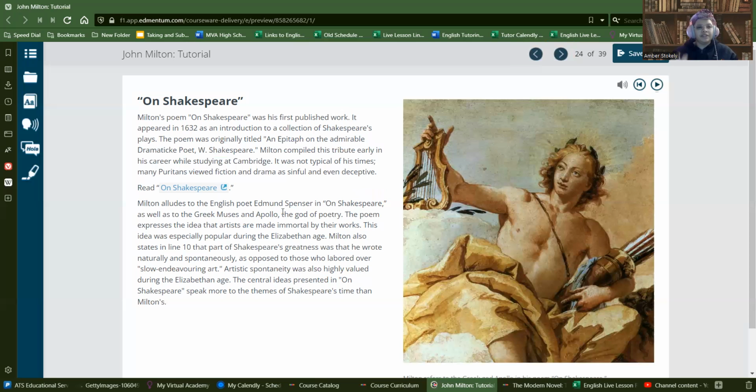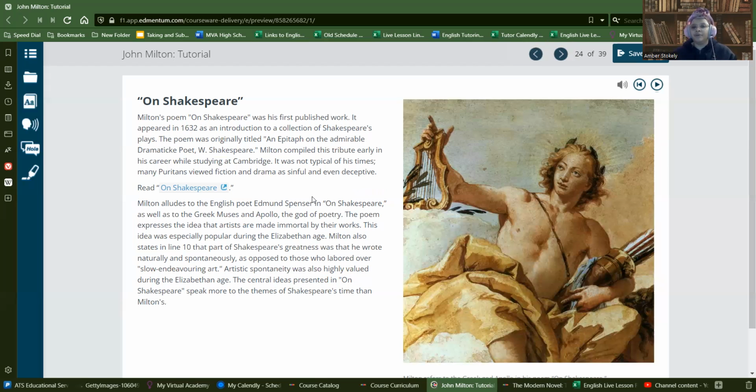Now this paragraph, the second paragraph on this slide, number 24, talks about some of the allusions and references in the poem. So he alludes to the English poet Edmund Spenser and On Shakespeare. And he also alludes to, that means refers to, the Greek muses and Apollo, the god of poetry. So the entire point of this poem was that he wanted to establish that artists are made immortal by their work. So art lasts forever. Even if you die, if your works touch people, then you live on.